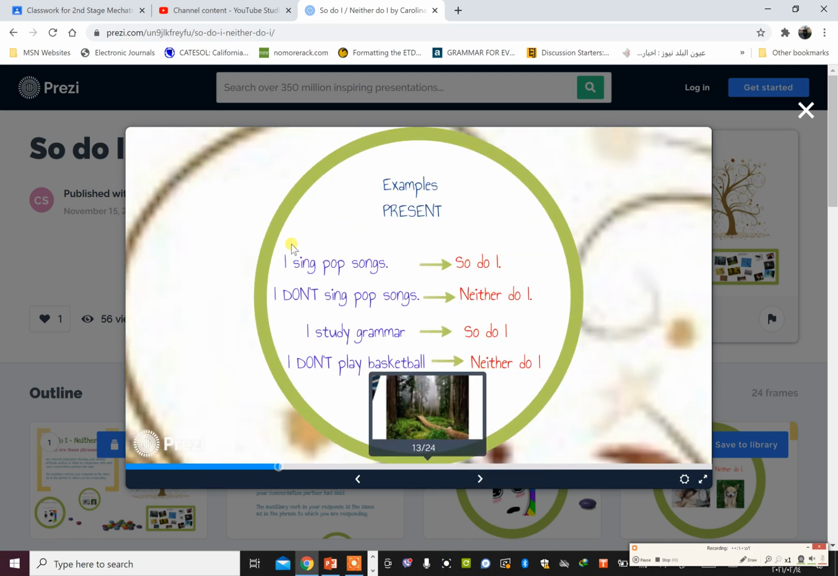Here, if we have the present time, as I said, we say do, like I sing Bob's song, so do I. I don't sing Bob songs, neither do I. I study grammar, so do I. If it is not or don't, I don't play basketball, neither do I.